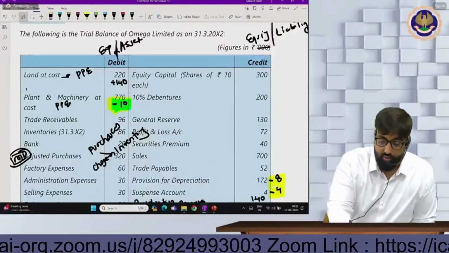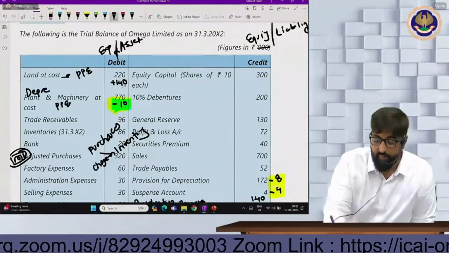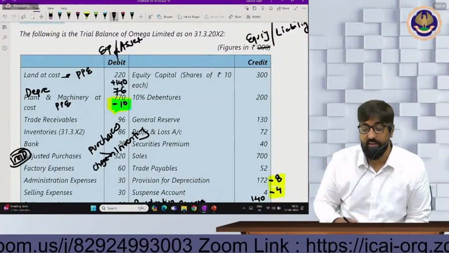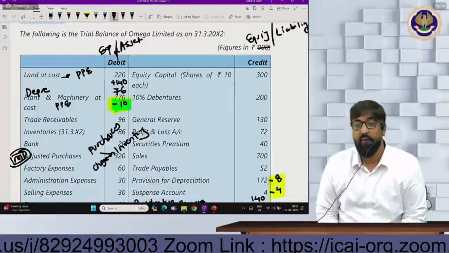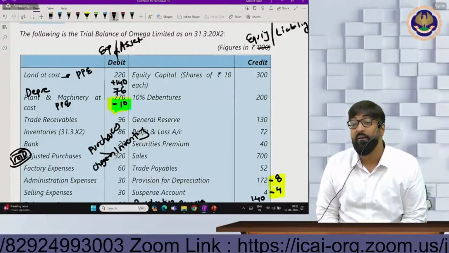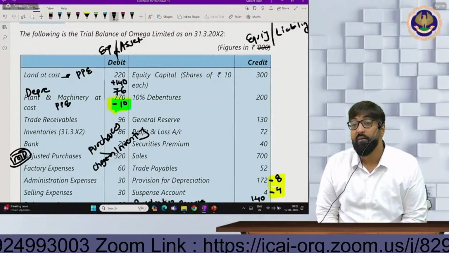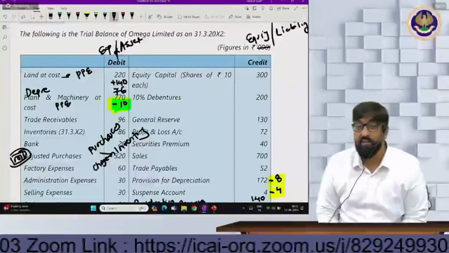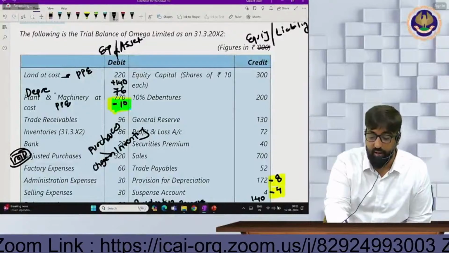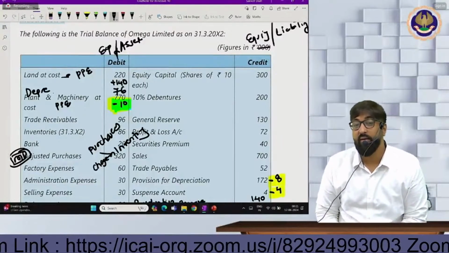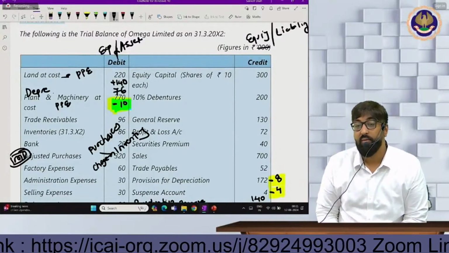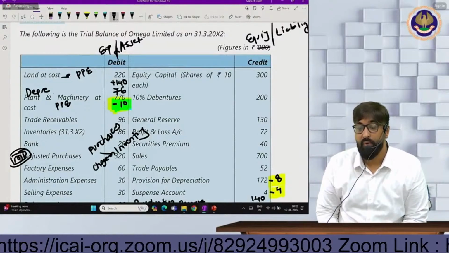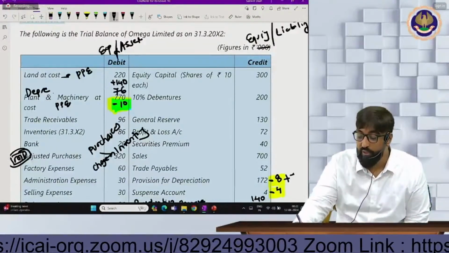So what is the depreciation on this? 76. Yes. And where will the second effect be? The depreciation and amortization expense. So this is the debit. Yes, this is debit. And what about credit? I will add it in provision for depreciation.